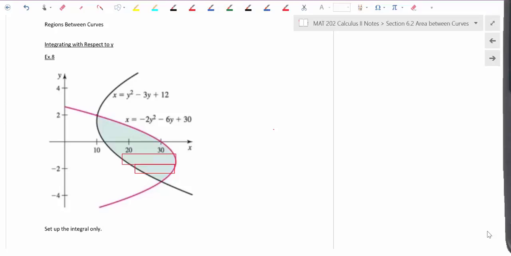This is a pretty introduction to finding the area between two curves. What we're going to do this time is integrate with respect to y. There are certain situations where you're a little better off doing it this way. First of all, in this example, one of the key things is these are already solved for x. So you've got these two curves.